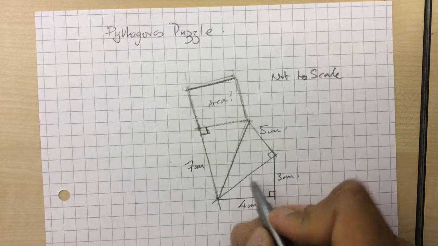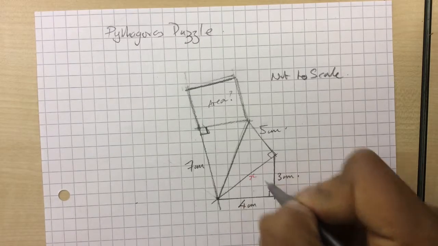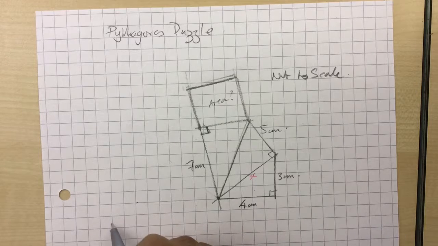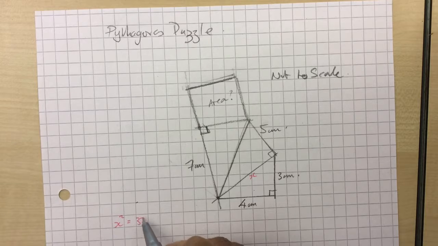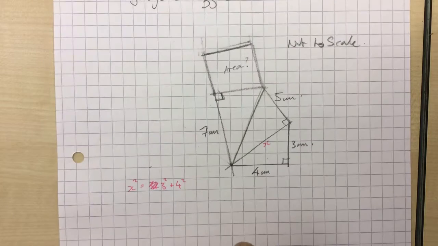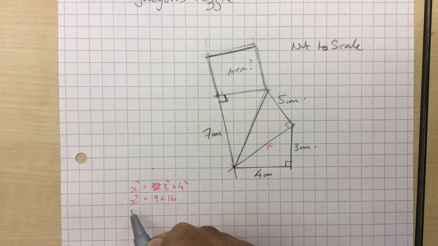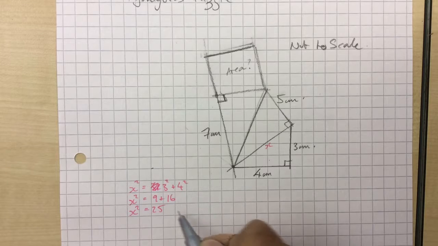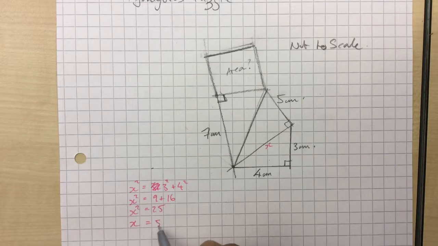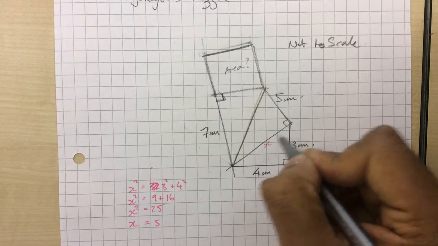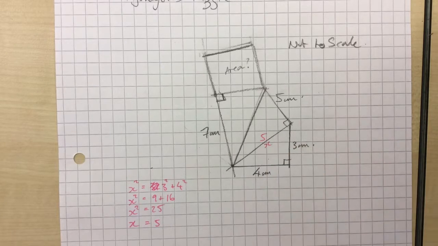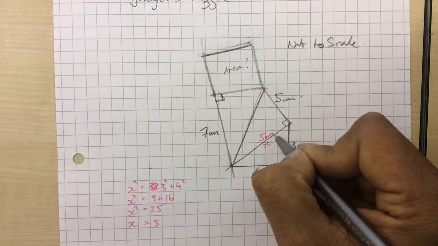We've got 3 and 4, and I'm going to work out this side here. So I'll call this side x, and I will say that x squared equals 3 squared plus 4 squared. Okay, and then working that out, x squared equals 9 plus 16, x squared equals 25. So I've worked that out. x must be equal to 5. So I'm going to put that in, 5 centimeters.